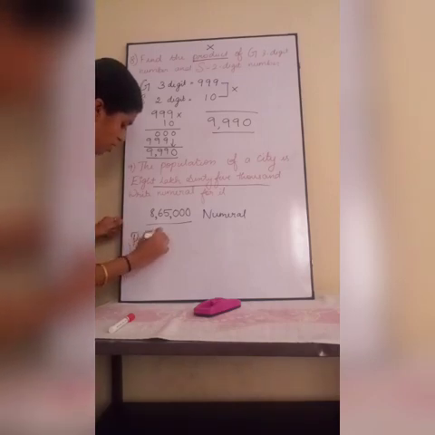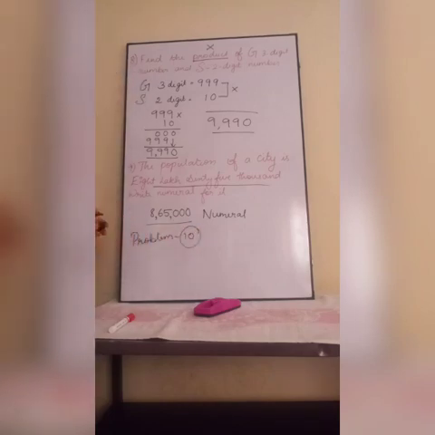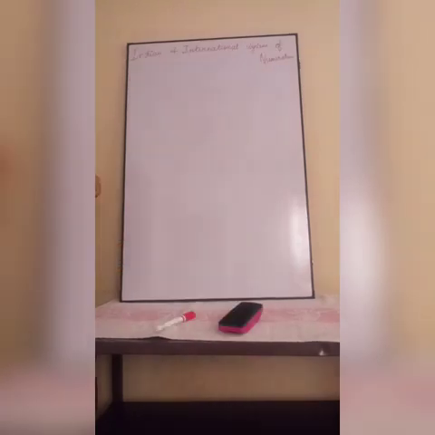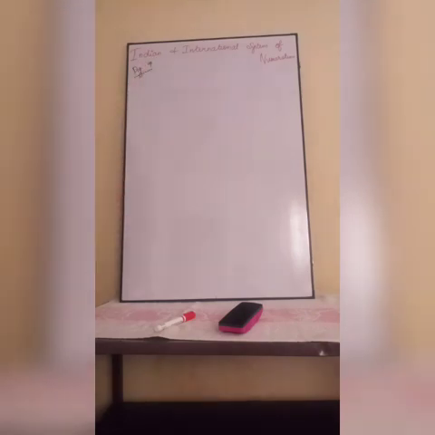Problem number 10 is your homework. It is very easy, where you are going to find a price of something and you are going to write it. That is problem number 10. Understood? See, after that, in page number 9, children, just check page number 9.